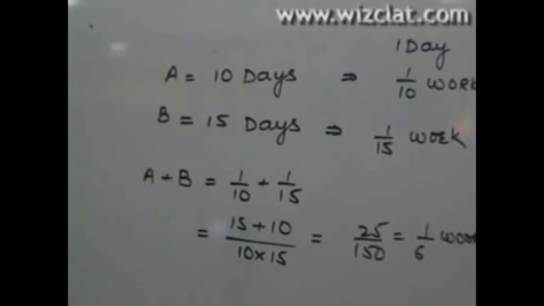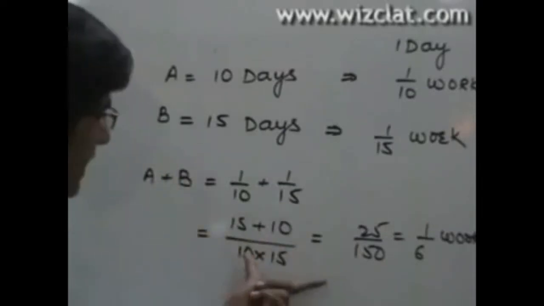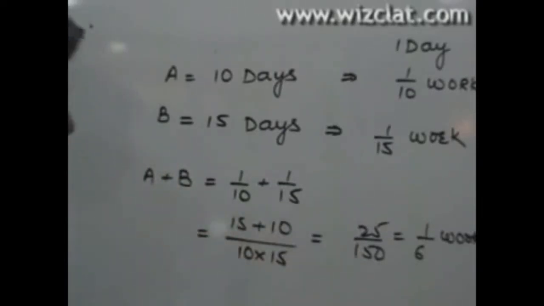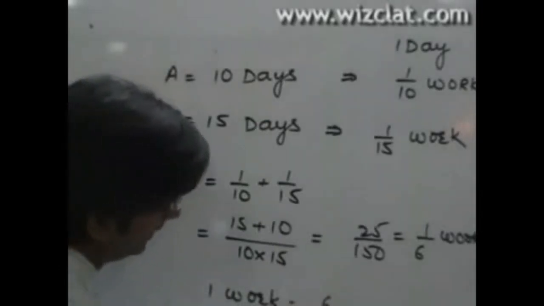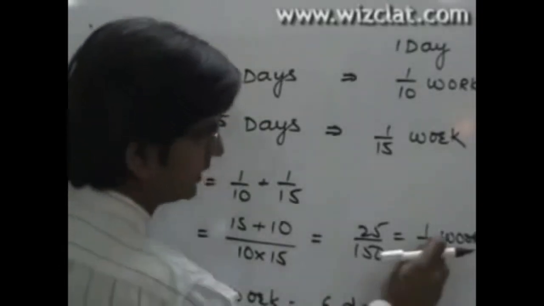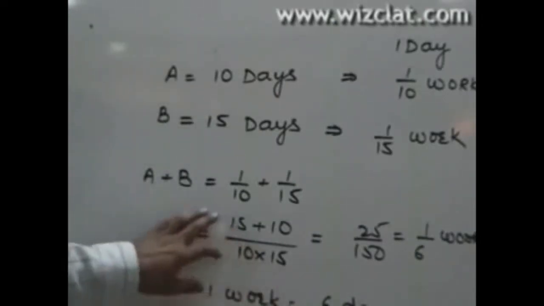So the approach here will say, to do 1 upon 6 work, it requires 1 day by A and B together. Therefore, to do one work will require 6 days. We will simply reverse this. Now, why did I not take LCM as 30? Because of one simple reason.